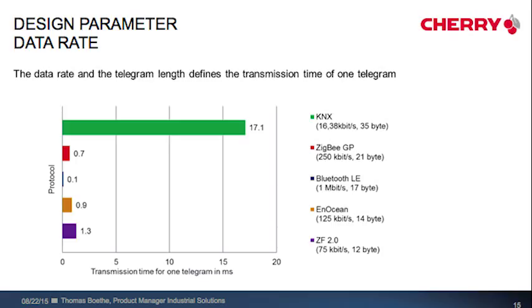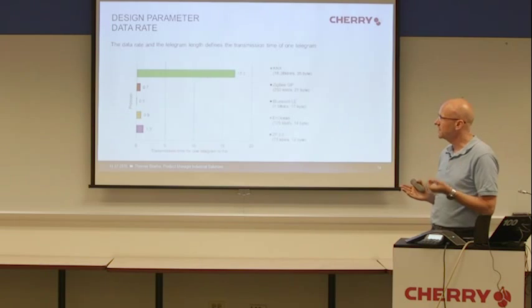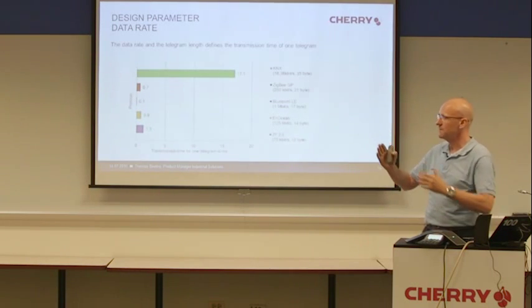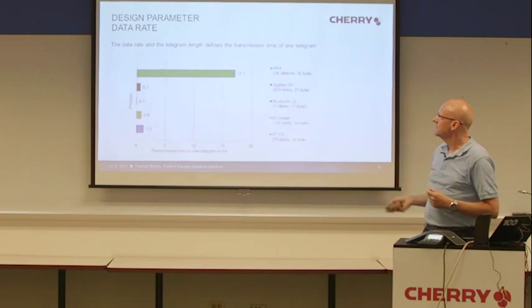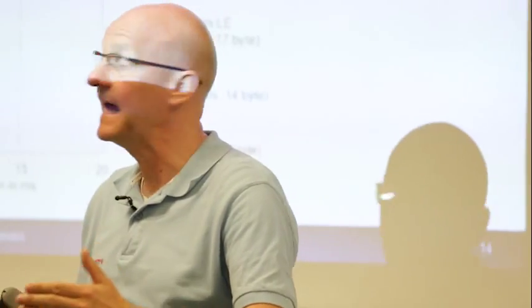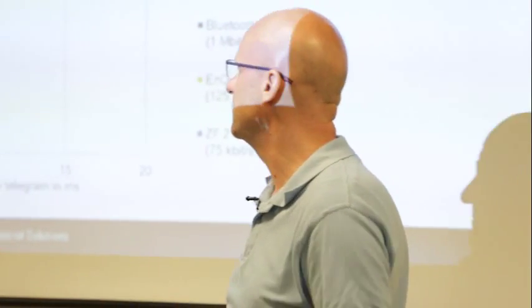And on slide 14, you see the data rate and the telegram length. Remember, different protocols have different telegram lengths. The data rate is the speed of the data, and the telegram length defines the transmission time of one telegram. So if I want to transmit one telegram, it's defined by data rate, and it's defined by telegram length.